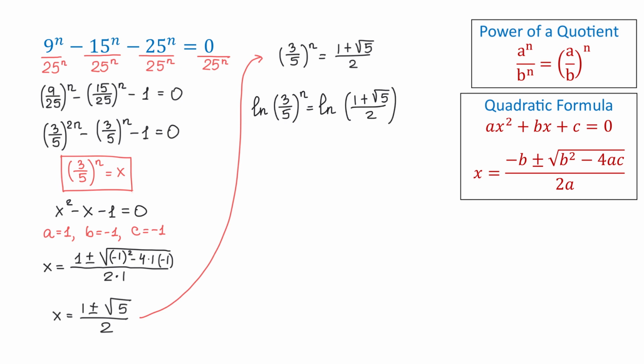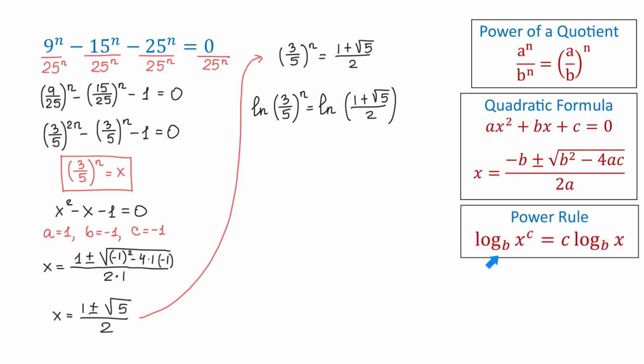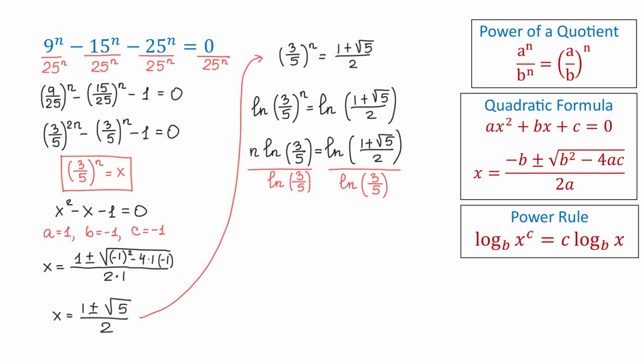Now to solve for n, we need to use the power rule for logarithms. The power rule is log base b of x raised to exponent c equals c times log base b of x. So this rule allows us to take the exponent c and move it in front of the logarithm. So in our equation, we will take the exponent n and we will move it in front of the logarithm. Now we will have n times natural logarithm of 3 over 5 equals natural logarithm of 1 plus square root of 5 over 2. To solve for n, we need to divide both sides by natural logarithm of 3 over 5. Then on the left side, natural logarithm of 3 over 5 will cancel, and n will be equal to natural logarithm of 1 plus square root of 5 over 2, all over natural logarithm of 3 over 5.